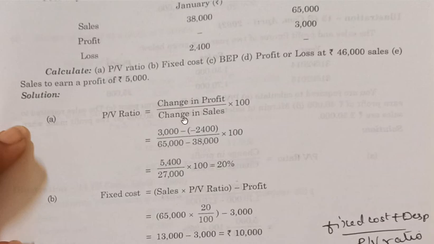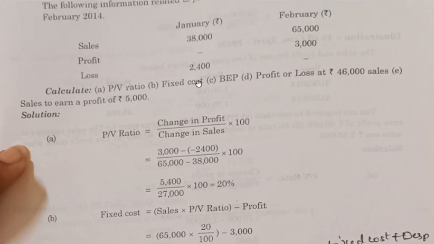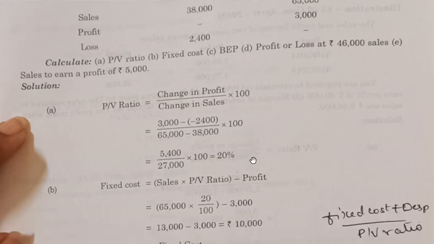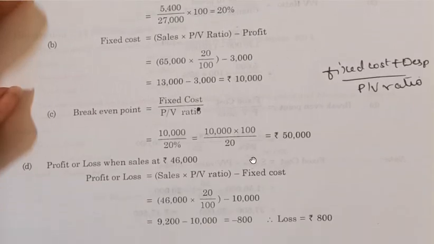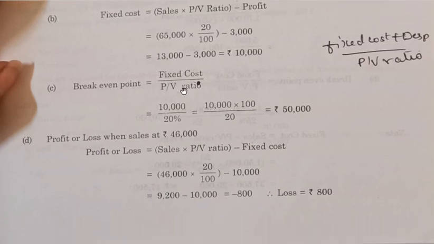PV ratio is nothing but change in profit divided by change in sales. Since we have 2 months given, so you're supposed to find out the changes. So what is your profit? 3,000 minus, sales is a negative figure, so minus 2,400 divided by 65,000 minus 38,000 into 100. So you get 5,400 divided by 27,000 into 100, which is equal to 20%. So fixed cost is equal to sales into PV ratio minus your profit. So 65,000 into 20 divided by 100 minus 3,000. So which is equal to 13,000 minus 3,000, which is equal to 10,000.